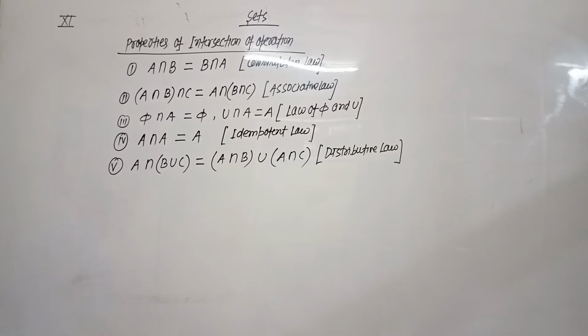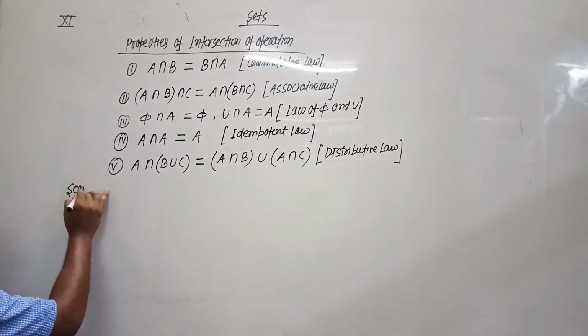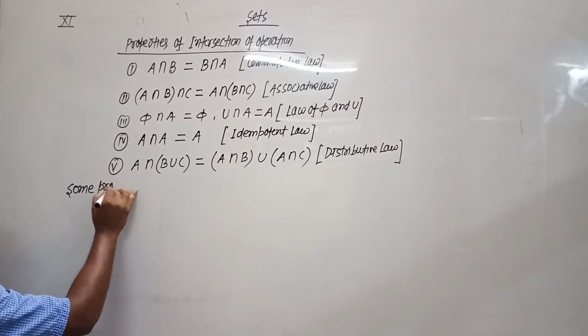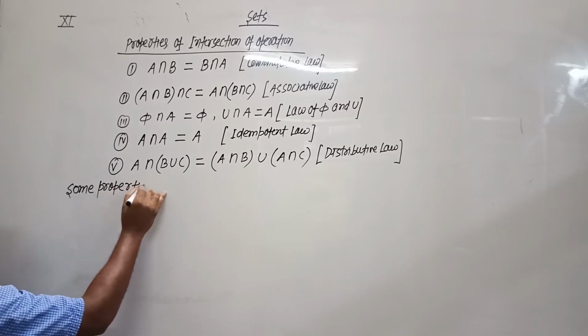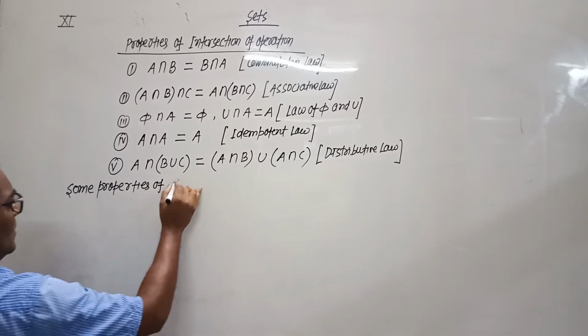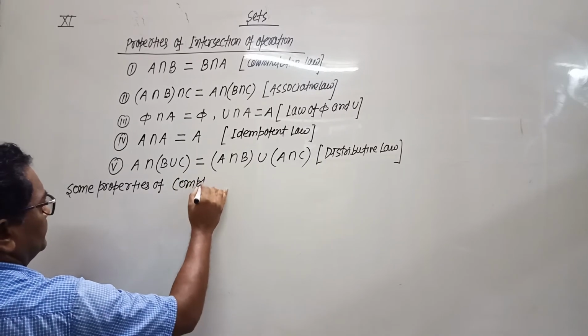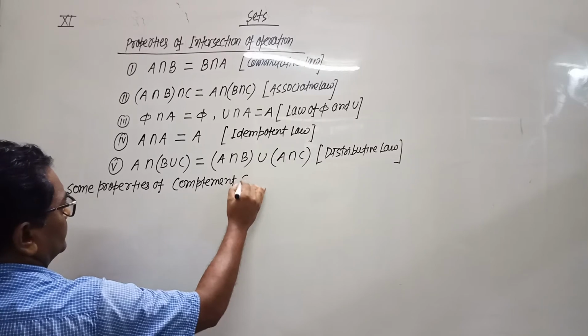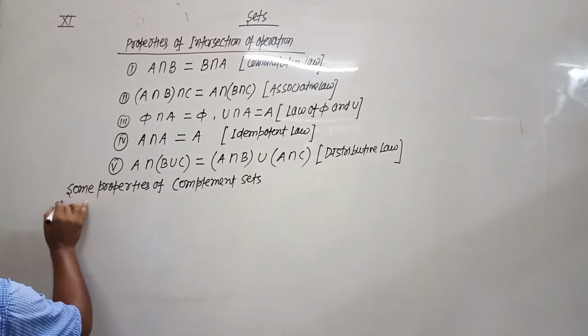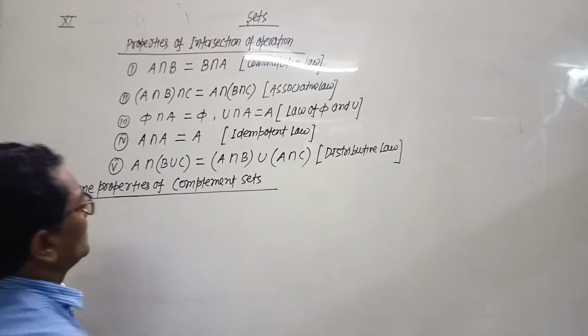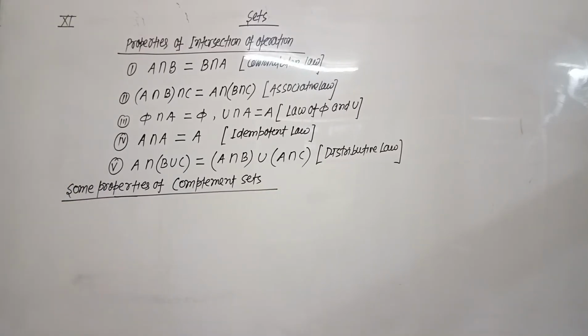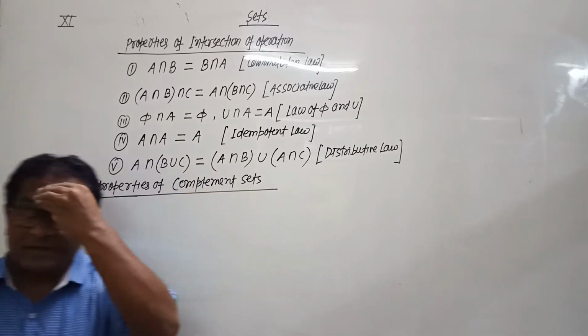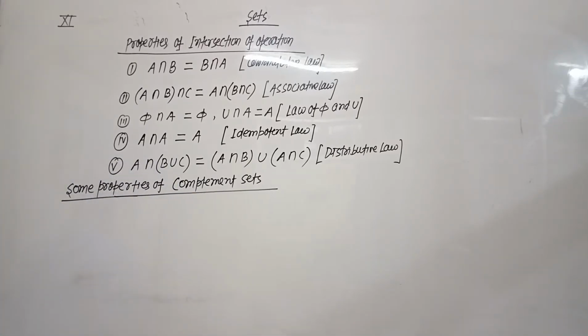Now some properties of complement sets. Complement of set A is represented by A dash, which is equal to U minus A. Complement of set B is represented by B dash equals U minus B.